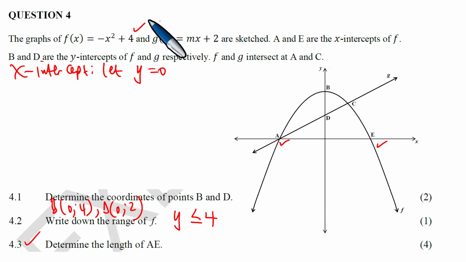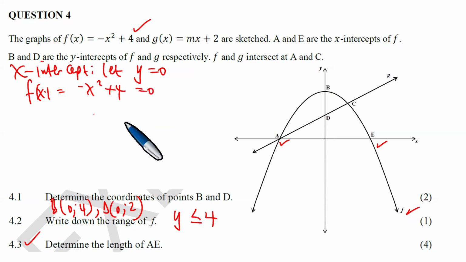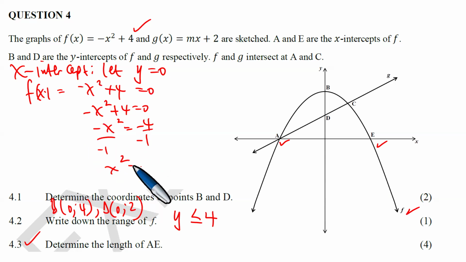So you let y be equal to 0 in the graph of f, the parabola. Which means f of x equals minus x squared plus 4, but you let y be equal to 0, so minus x squared plus 4 equals 0. Then you can write minus x squared equals -4. Then you divide through by -1, getting x squared equals 4.